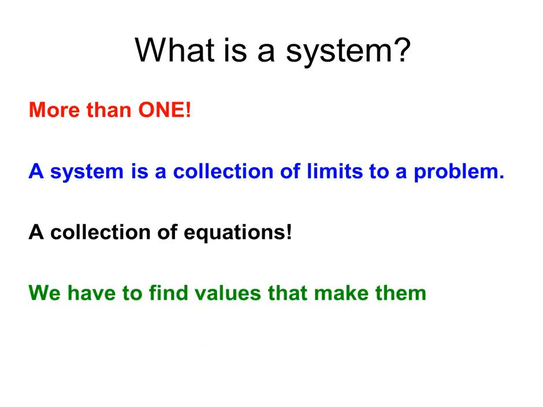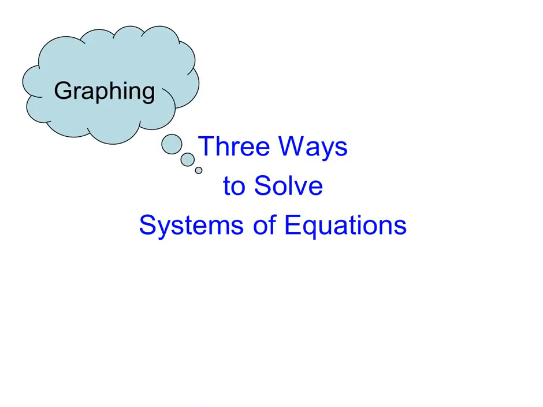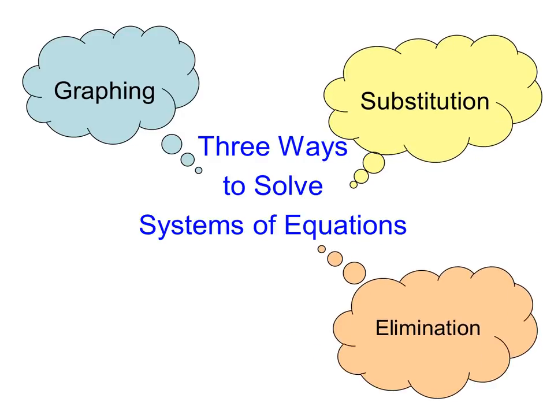And then what do we have to do to solve it? Well, we have to find the values that make everything true. We have to find the values that make every single thing work. So what's a system? It's more than one problem. It's more than one thing. It's more than one limit. All right. So we're going to start off by doing three things to solve systems of equations, and that's graphing, substitution, and elimination.